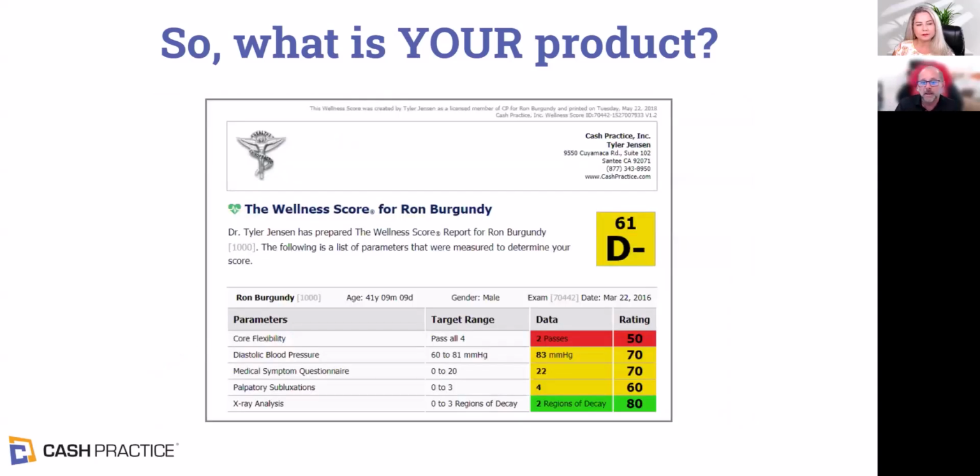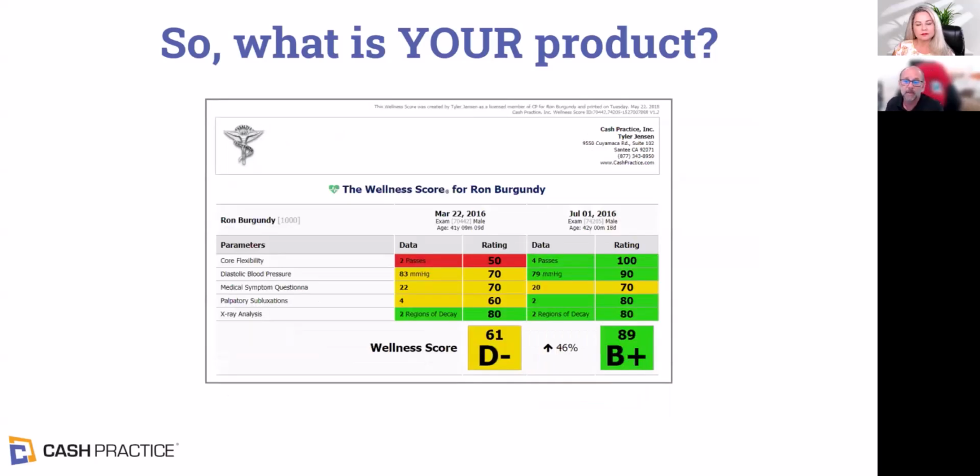Or is it functional improvement, where you're taking them from, let's say, a D to a higher letter grade? Or you're taking them from a D to a B using our wellness score as an example, where you're measuring other things besides X-rays. Maybe you're measuring their posture, their range of motion, the tenderness on palpation, how many subluxations they have, all kinds of things you can measure.